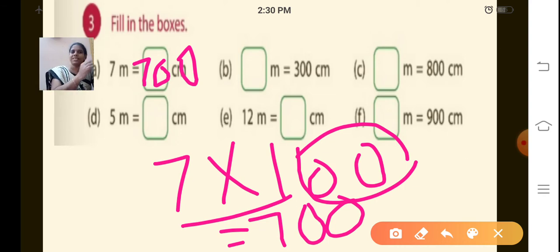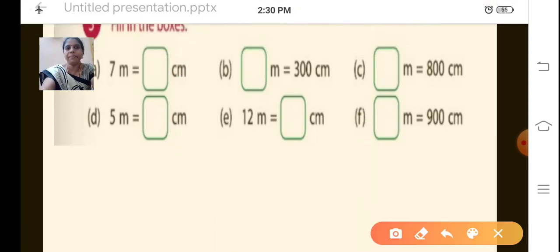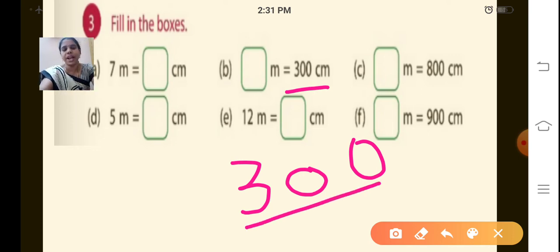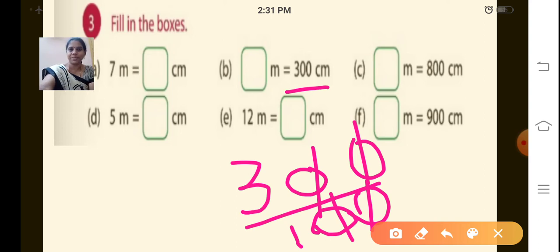Now, the answer is in centimeter. How will you change into meter? Divide by 100. B sum, the answer is in 300 centimeters, isn't it? So, first to convert meter to centimeter, we multiplied by 100, isn't it? Now, we are going to divide by 100. Just cancel these zeros. So, what is the answer? 3 divided by 1. So, 3. Write down 3. So, 3 meter is equal to 300 centimeter.